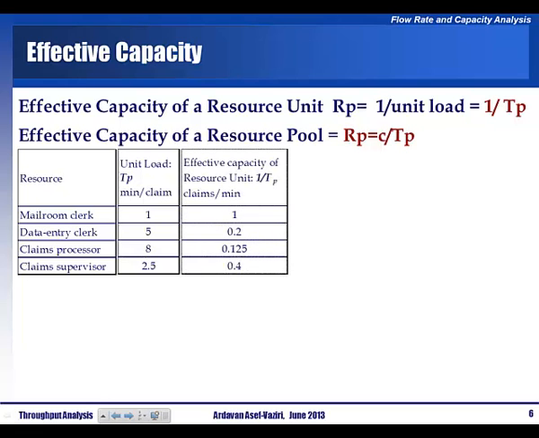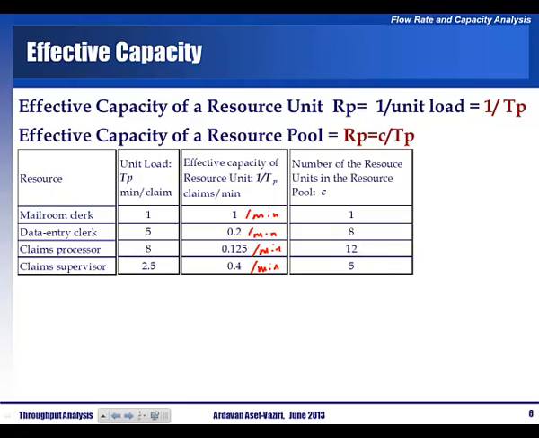The effective capacity of a single resource unit is 1 over TP. 1 over 1, 1 over 5, 1 over 8, 1 over 2.5. That is 1 per minute, 0.2 per minute, 0.125 per minute, and 0.4 per minute. This is my capacity. The number of resource units in the resource pool, C, is 1 in the first one, 8, 12, and 5 in the last one.